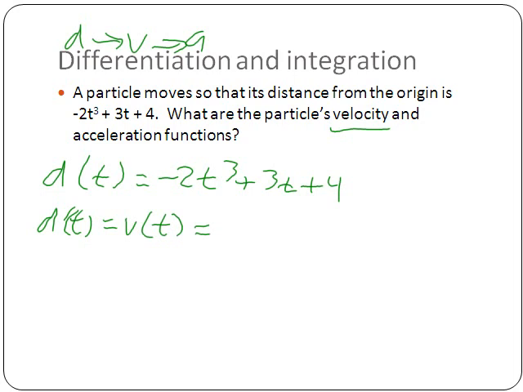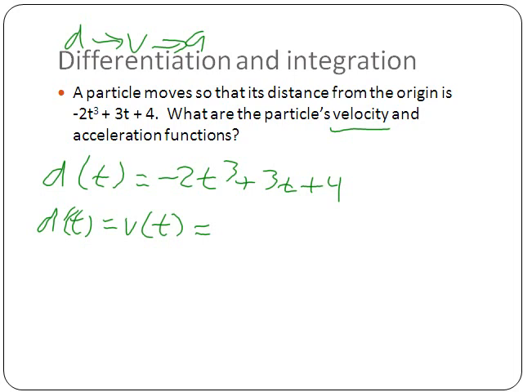So let's look at this first term, negative 2t cubed. The way that you basically do differentiation whenever you have multiple terms is you differentiate each term individually. This works if you're adding or subtracting. It doesn't work if you're multiplying, but if you want to know about that, take calculus. So we just have to do negative 2t cubed first, then add that to the differential of 3t plus the differential of 4.